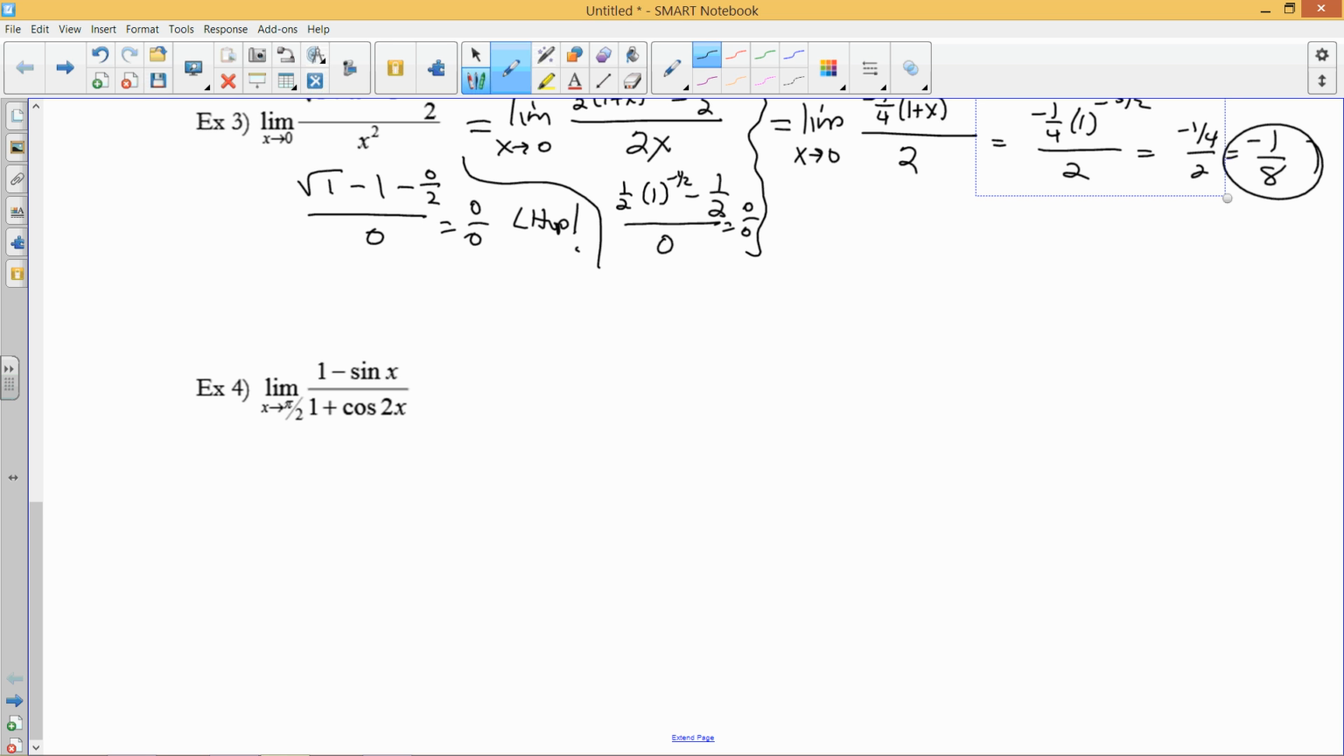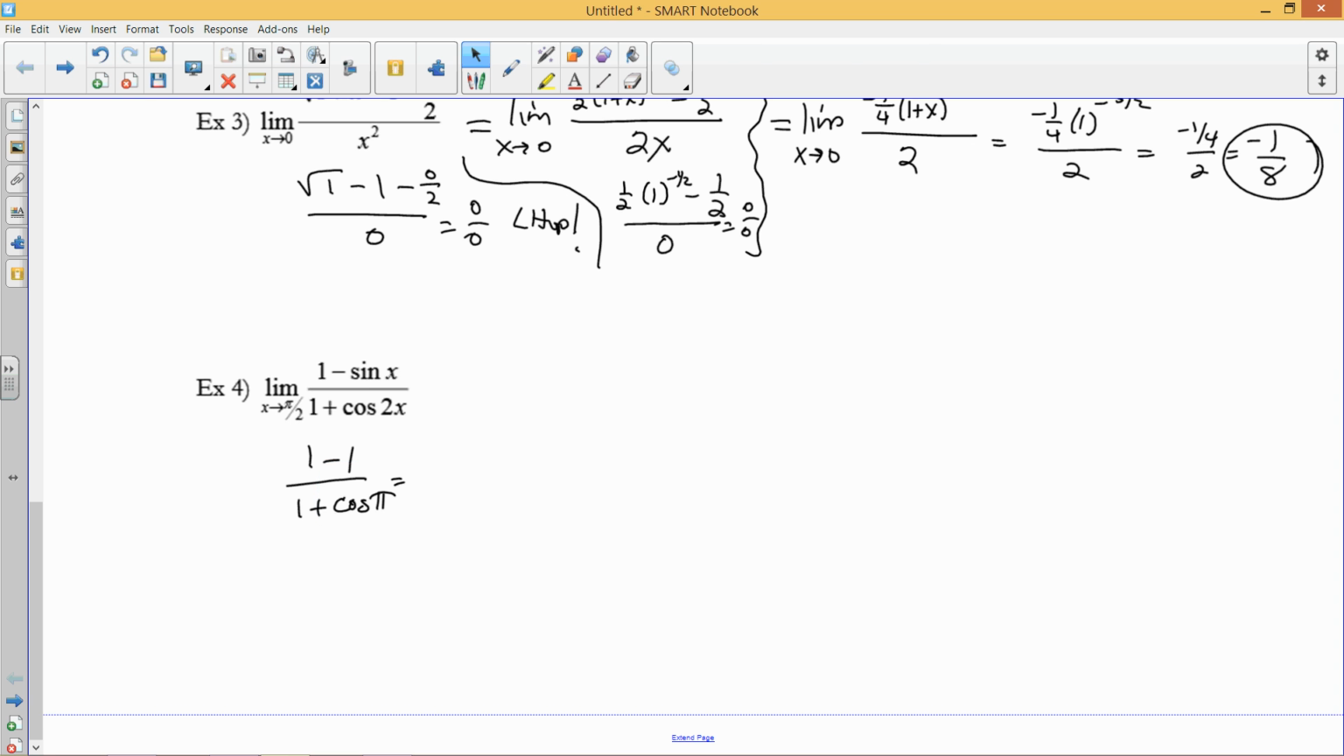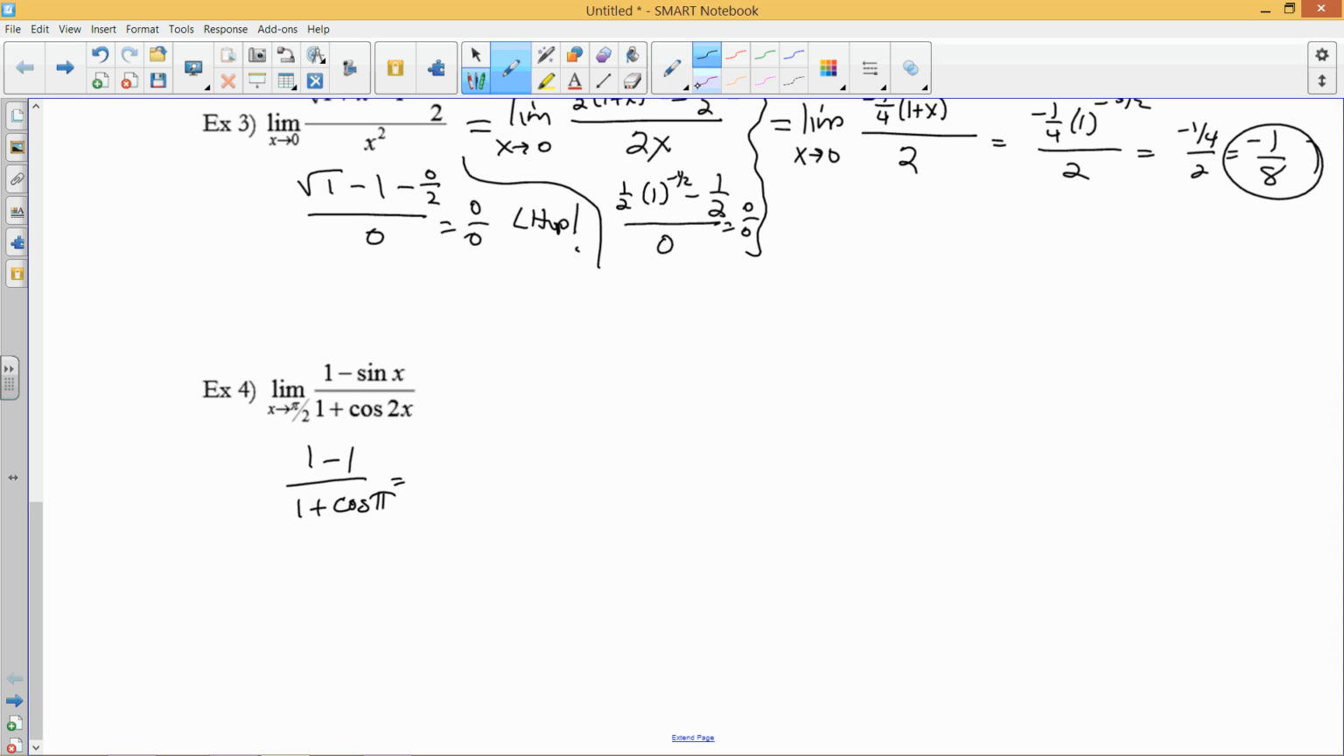All right, hopefully you're back now. When we go to take this one, first we want to plug in pi over 2. So I have 1 minus 1 over 1 plus the cosine of 2 times pi over 2, which is cosine pi, which is negative 1. So this is going to be 0 over 0. Oh, my pen got confused. 0 over 0. So I can do L'Hôpital.